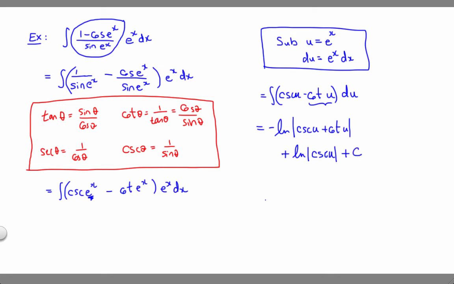So in order to turn this into our final answer, the very last thing we need to do is go back to our original variable. Let's replace those u's with e to the x's. So we've got negative ln absolute value cosecant e to the x plus cotangent e to the x, and then we're adding on ln of cosecant e to the x, and then closing our absolute value sign, and then finally plus c.